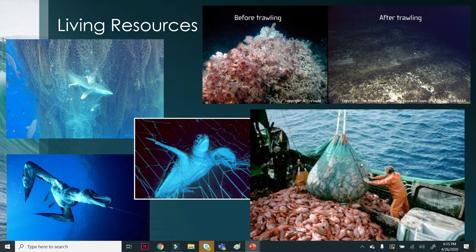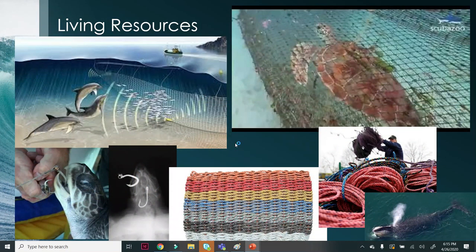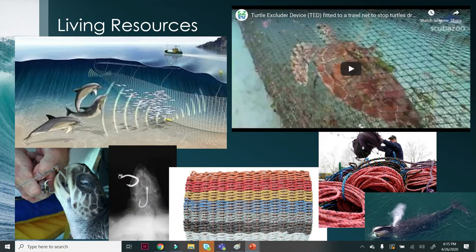And then finally, we just have the problem of overfishing. So you can see how efficient some of this technology is. This is a huge amount of fish. It's become a little bit too easy for us to catch fish, and that means it's easy for us to overfish some of our resources. So let's talk about some of the ways that we can avoid these problems.